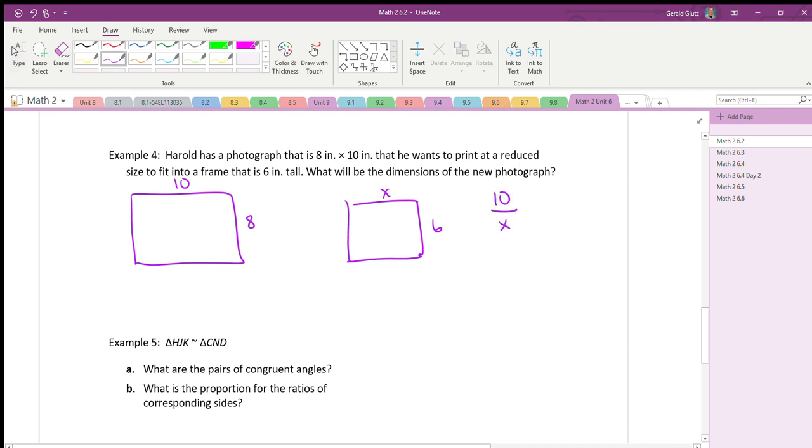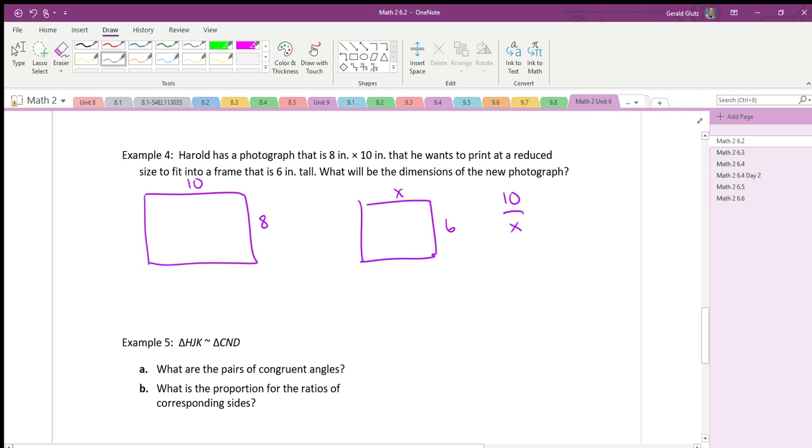So 10 over x is equal to, so I use the big picture first. So I have to use the big picture first on the second fraction. So which side is corresponding to 10? That would be x. Oops, I did this incorrectly. Hold on one second. Start this over. So 10 and x are corresponding, and then 8 and 6 are corresponding. Oops, my bad.